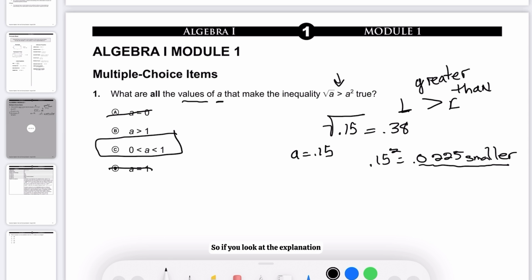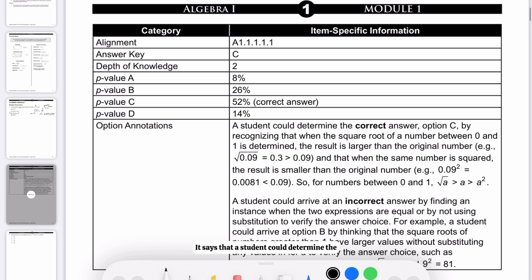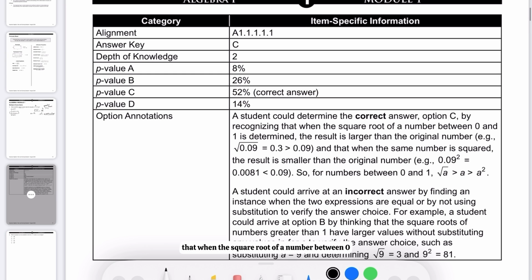Okay, so if you look at the explanation, it says that a student could determine the correct answer, option C, by recognizing that when the square root of a number between 0 and 1 is determined, the result is larger than the original number. Okay, so the square root of 0.09, and you have your calculator, so I'm walking around to see you doing this on the calculator. I want you to type in the square root of 0.09, and that's equal to 0.3, and that's greater than 0.09 squared.